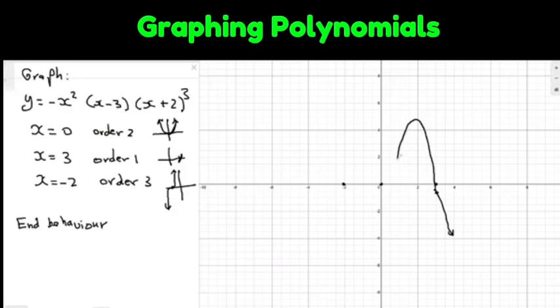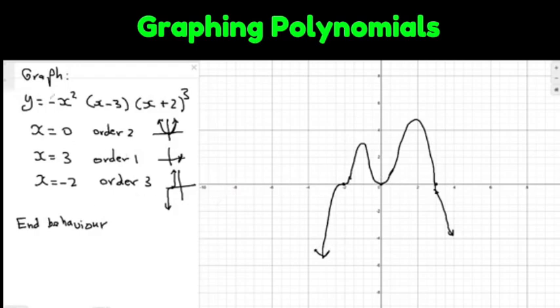And then we have to come back to this 0 right here. Now, what we notice at x equals 0, it's an order of 2. So when you get to this 0, you bounce and you go back this way. And then you have to come back to x equals -2, and it's order of 3. As we said, if it's an order of 3, when you get to the 0, you go through it a little bit longer, and then you continue going in the same direction. And that is how you graph this.